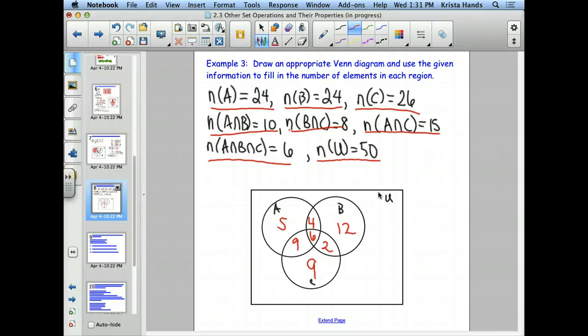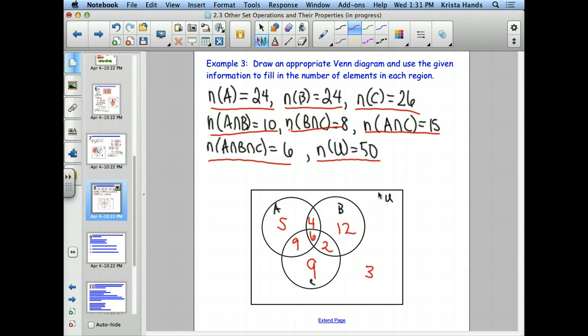Very good. Everything inside the box, including the circles, has to add up to 50. So grab your calculator. I want you to add up all the numbers that are inside the circle. So we have 5, 4, 12, 9, 6, 2, and 9. How many do I have? 47. Okay, so there's 47 inside my circle, which means how many am I missing? 3. So there must be 3 on the outside of the circle.